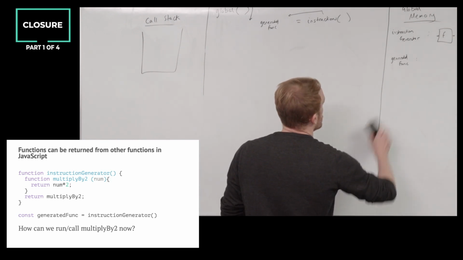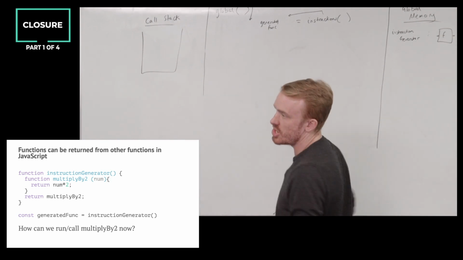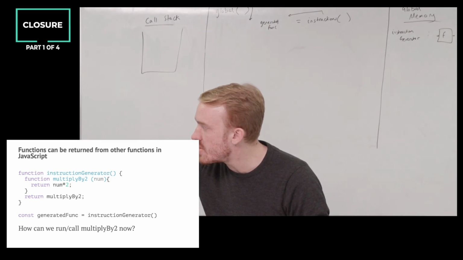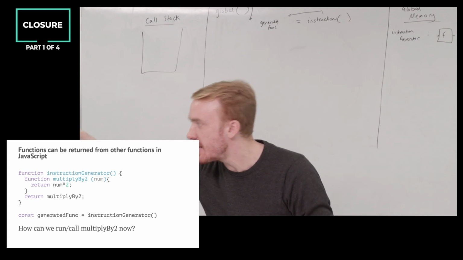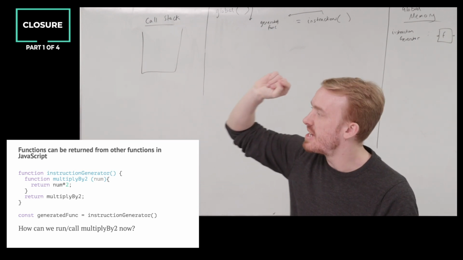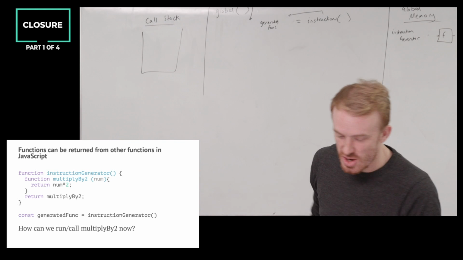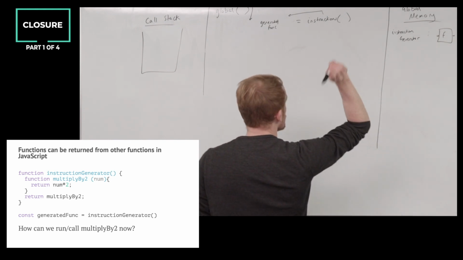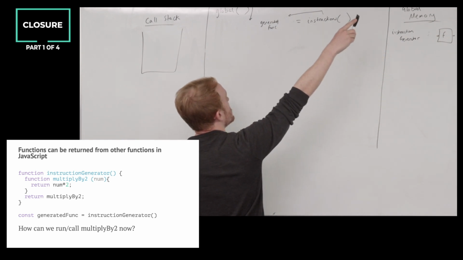So, we have here a function instruction generator, which we're then going to call and store its returned value, whatever gets returned out of it, into generated func. Let's start at the top here. Lewis, kick us off. What are we doing? We're declaring a function called instruction generator and storing it in global memory. Beautiful. There it is. Excellent.